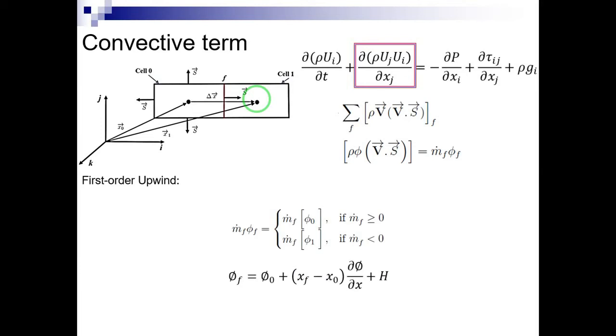In this equation, H denotes higher order terms. The first order upwind only uses the first term, right? It only uses this term. As can be observed, its leading truncation error term is diffusive. It resembles the diffusion term. Okay, it is highlighted here.